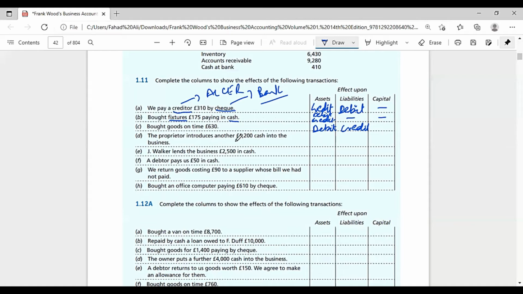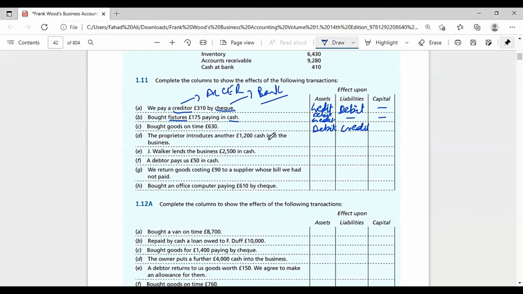See, purchases is an expense. It's not an asset. We have not studied that so far. But for simplicity, they have given only 3 columns. So for that, I have written it down in the assets. Otherwise, it's an expense. Okay.